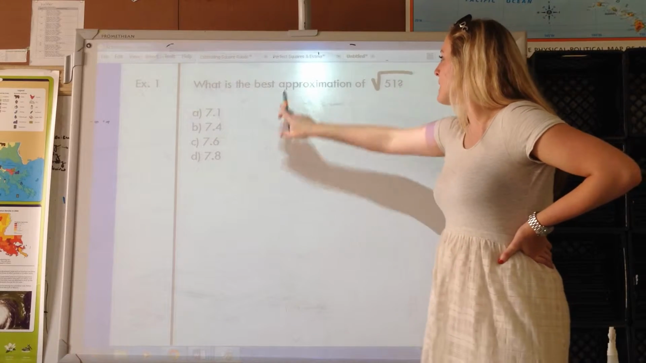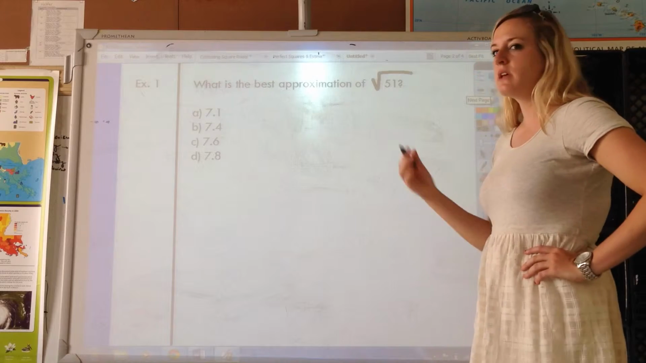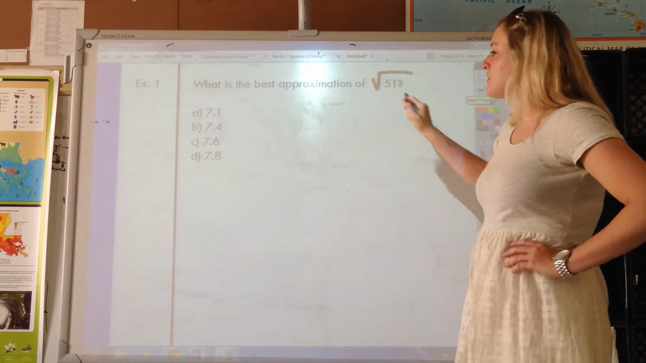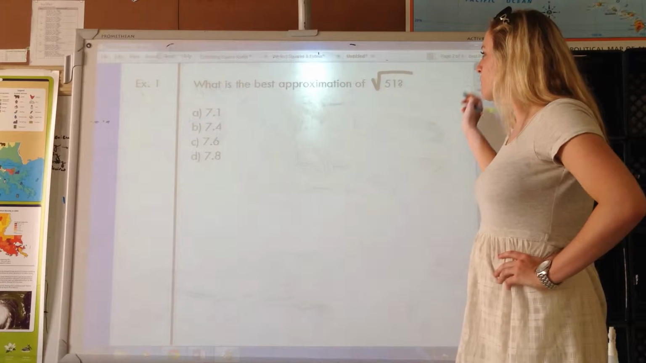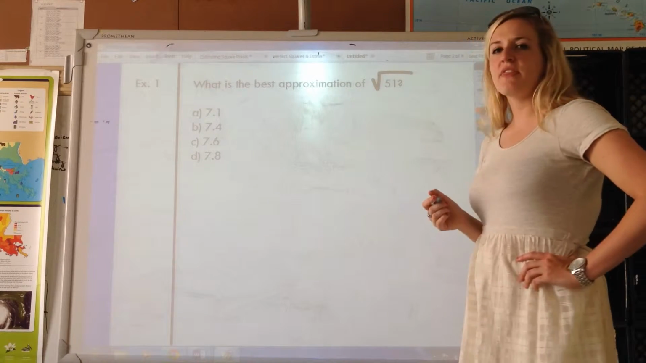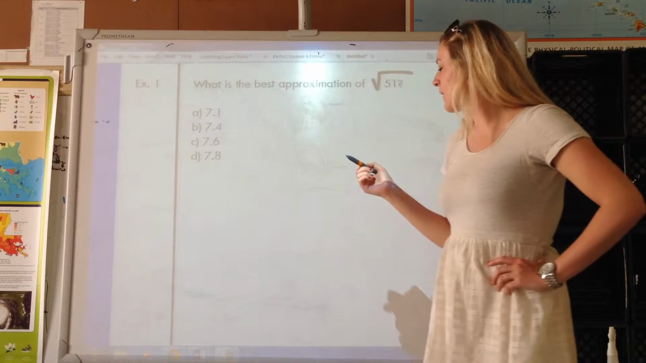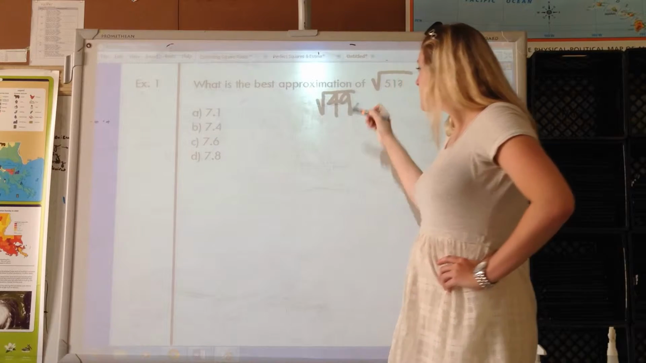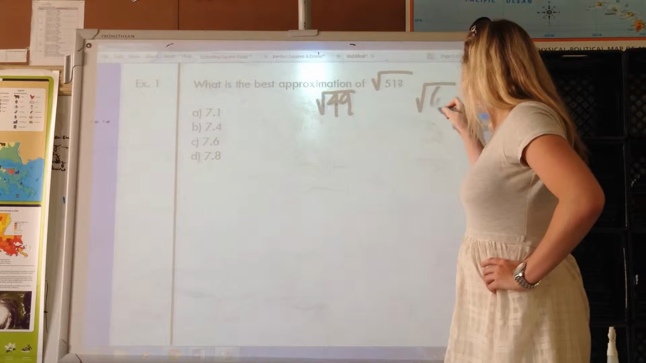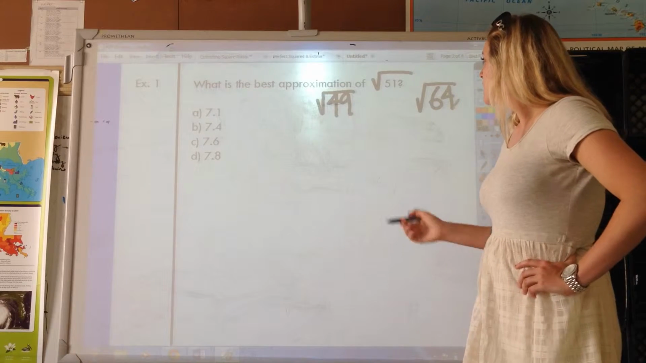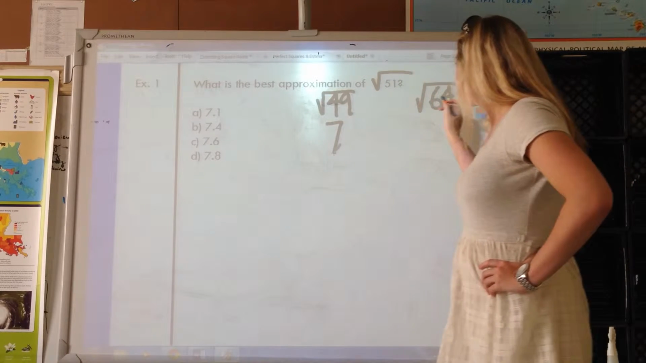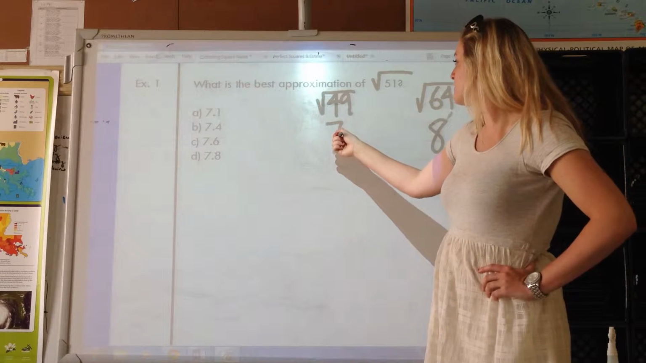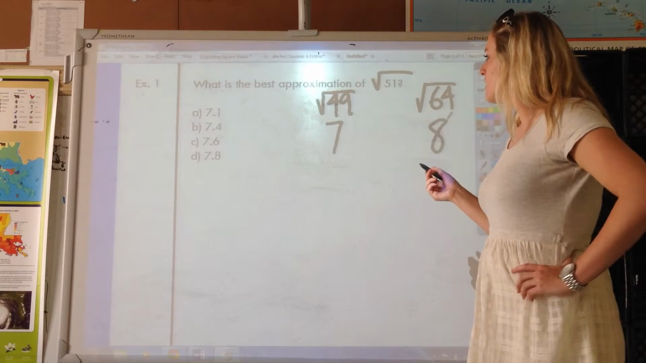If I want to figure out what the best approximation of the square root of 51 is, I go through the same process as yesterday. I look at the square root of 51 and I think, what are the perfect squares that are around this number? And I think back to my list of perfect squares that you wrote down from Monday, and I recall that 49 is a perfect square and that 64 is a perfect square. The square root of 49 is 7, the square root of 64 is 8. So I know that the square root of 51 is going to fall between 7 and 8 somewhere.